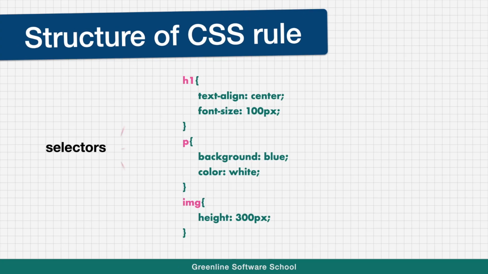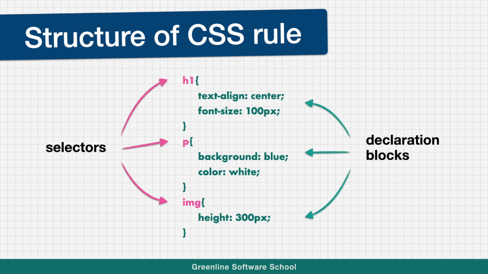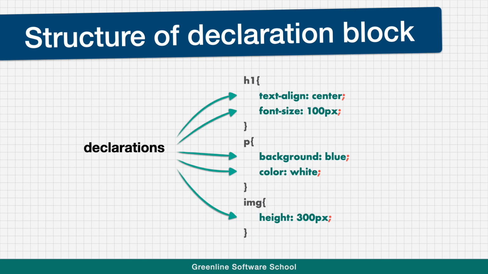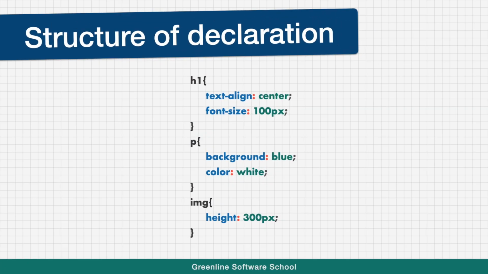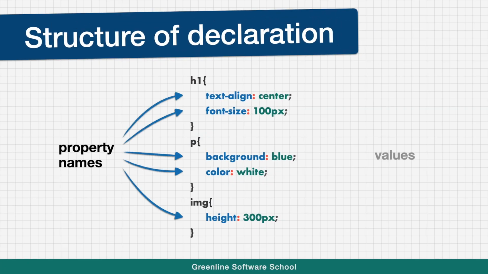Each rule consists of a selector and a declaration block. The selector chooses the HTML element for styling. The declaration block, surrounded by curly braces, contains one or more declarations separated by semicolons. Each declaration includes a CSS property name and a value separated by a colon.